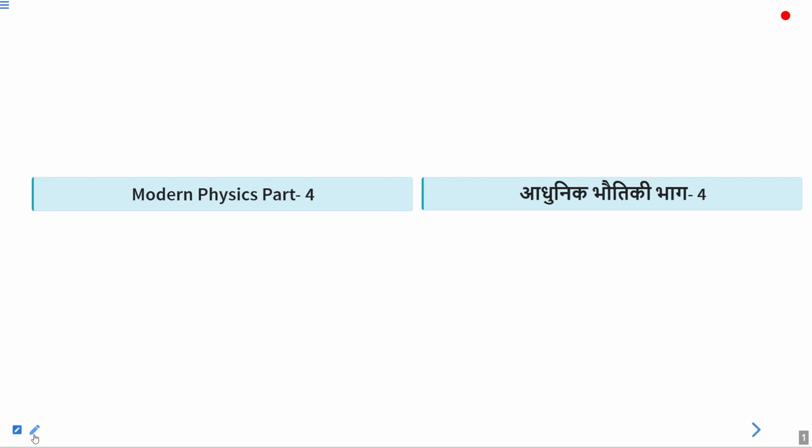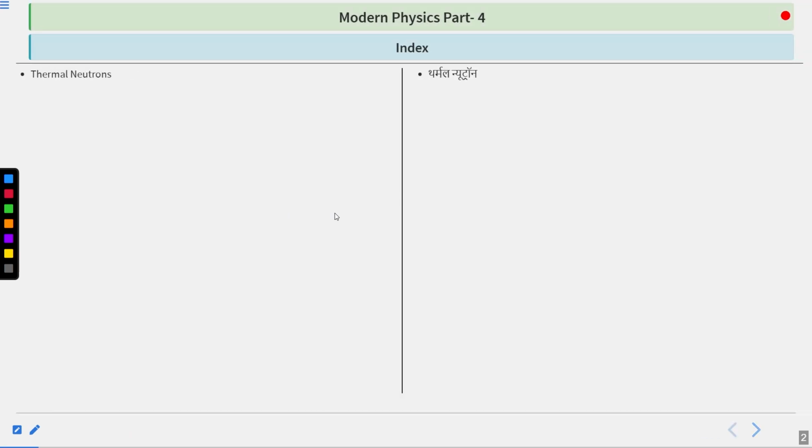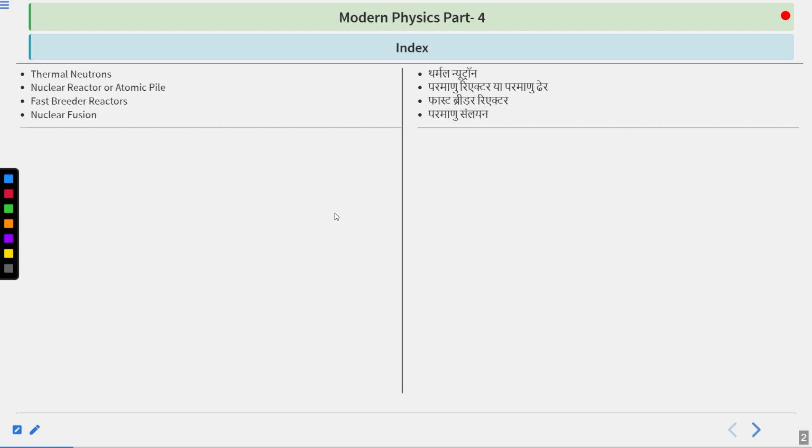So students, as we know, we are covering modern physics and so far we have done three parts. This is going to be modern physics part 4. In this lecture, we are going to talk about thermal neutrons, nuclear reactor or atomic pile, fast breeder reactors, and nuclear fission.